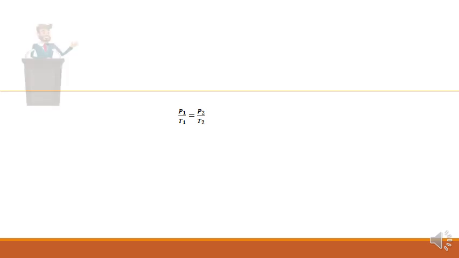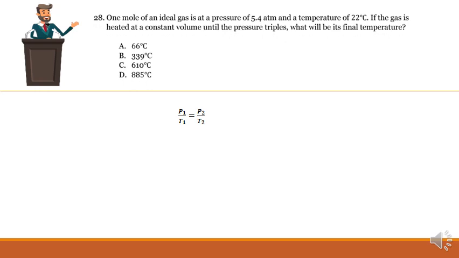No, this is the question. Question 28. One mole of an ideal gas is at a pressure of 5.4 atmosphere and a temperature of 22 degrees Celsius. If the gas is heated at a constant volume until the pressure triples, what will be the final temperature?